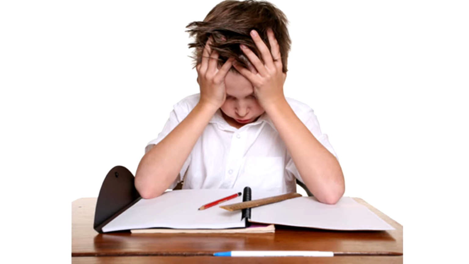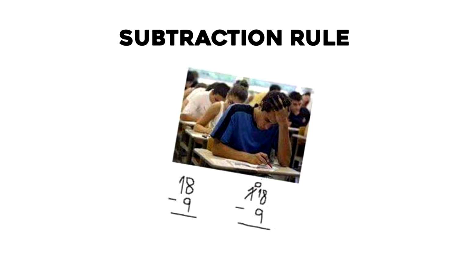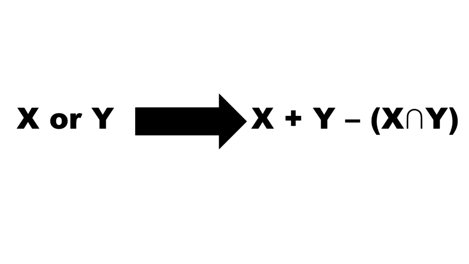Now imagine you took the first test in class and didn't quite get the grade you wanted. If you want to remedy this situation, you could utilize the subtraction rule. The subtraction rule states that if a task can be completed in either x or y ways, then the total number of ways to complete this task is x plus y minus the ways that are common to both x and y.